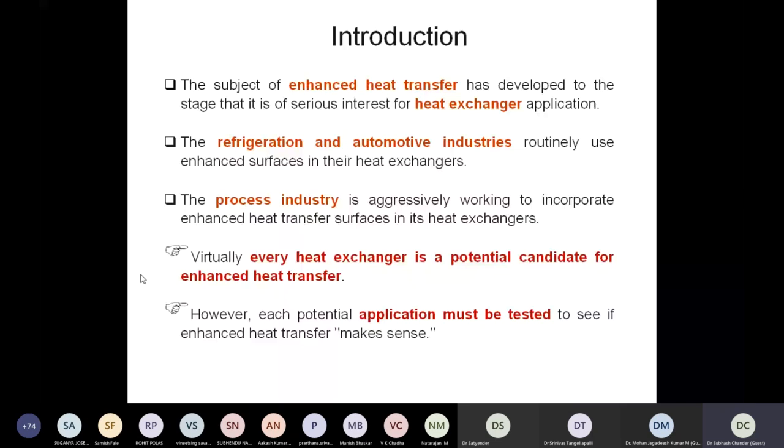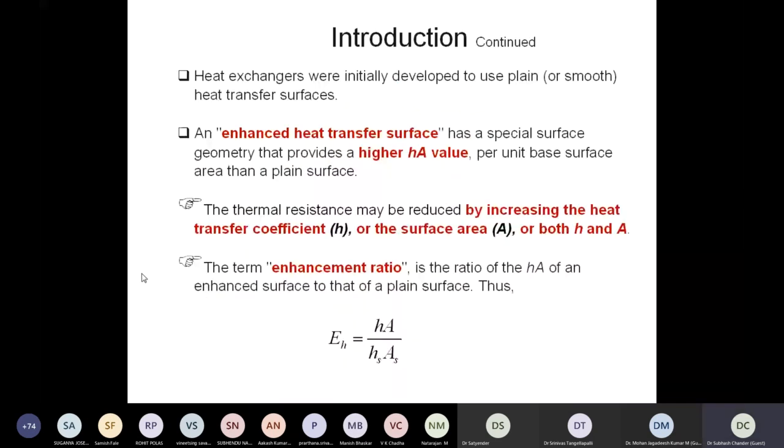Heat exchangers were initially deployed using plane or smooth heat transfer surfaces. So when we design a heat exchanger, we generally design it for a plane surface, right? And an enhanced heat transfer surface has special surface geometry that provides a higher value of hA per unit base surface area than the plane surface.